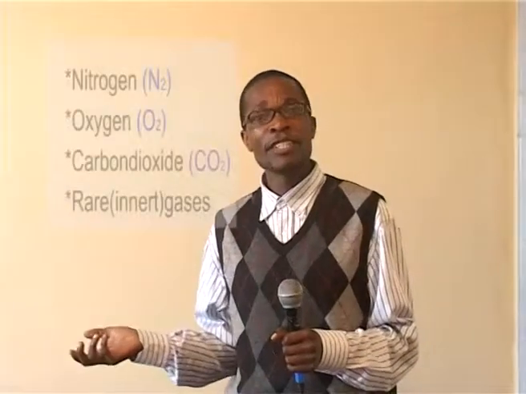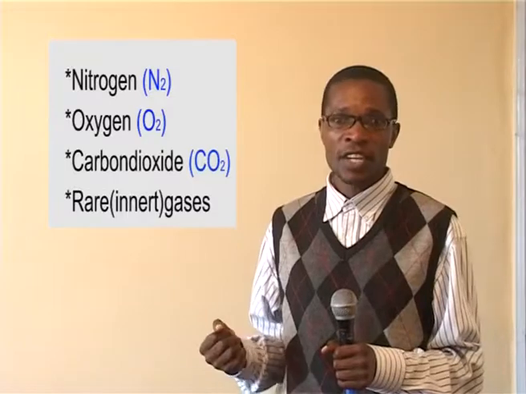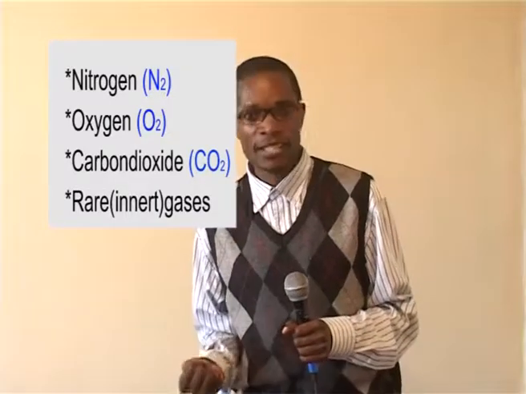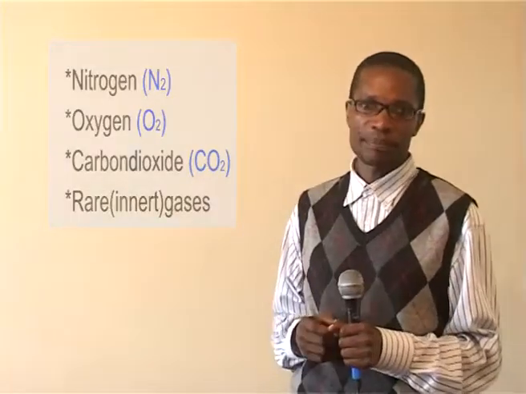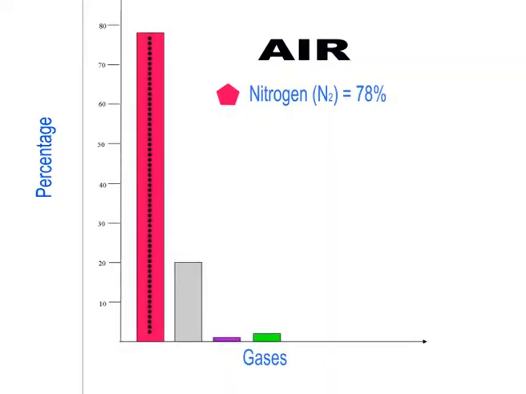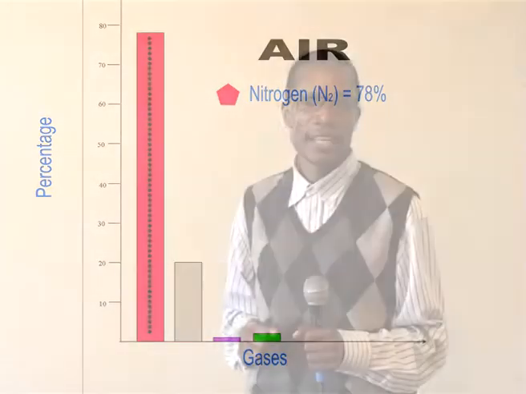Air. As you know, air is a mixture of gases. Examples of these gases are nitrogen, oxygen, carbon dioxide, and rare gases. Nitrogen consists of 78% of the total air found in the atmosphere. It is used in a number of ways, such as manufacture of fertilizers, explosives, and ammonia gas.